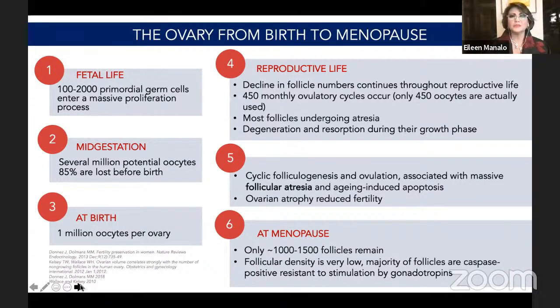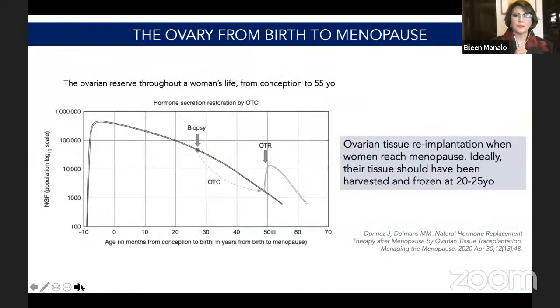And all throughout the reproductive life, you have a continuous decline in the follicle numbers, so that most follicles will be undergoing atresia. You have only about 450 of these oocytes actually going to be used or released on a monthly basis. And around menopause, you only have about 1,000 to 1,500 of these follicles remaining. You have a very low follicular density, so that the majority of the follicles now will be resistant to the stimulation by your gonadotropins. And so this is how we see the ovarian reserve throughout a woman's life. And you can see it gradually goes down until the woman reaches the menopause.